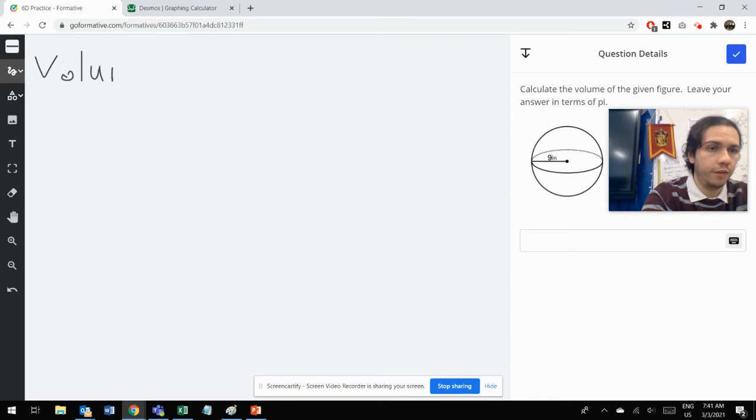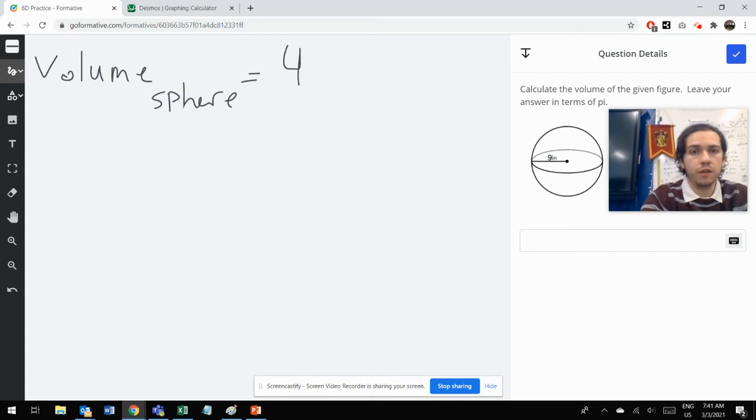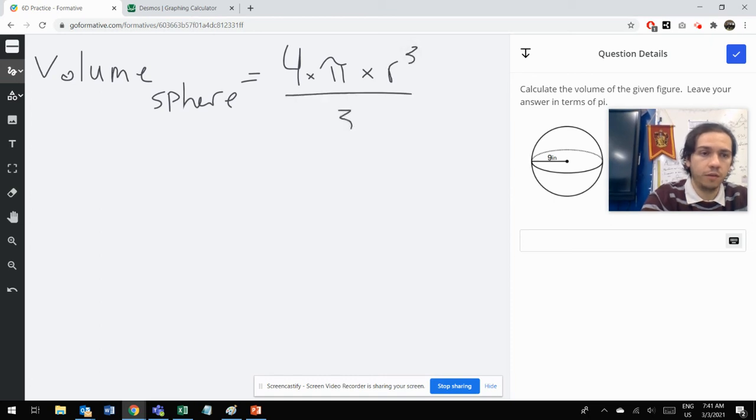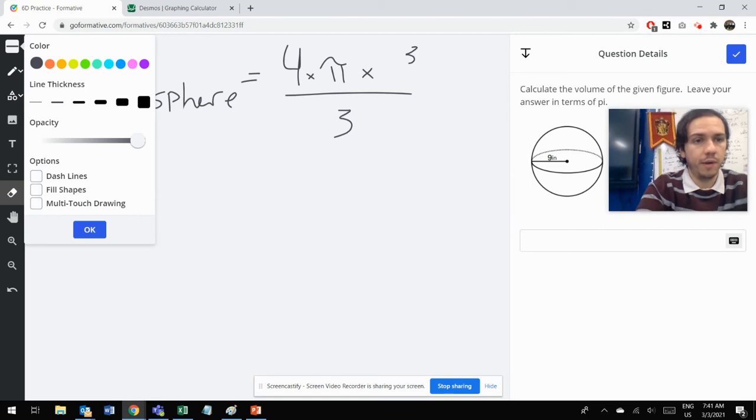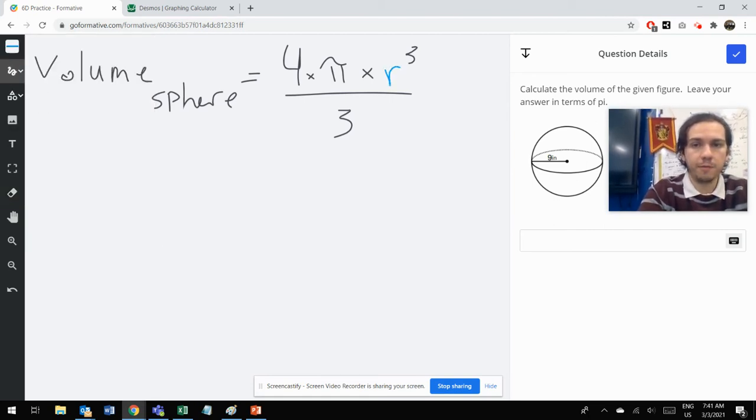Volume of a sphere, where it is 4 times pi times the radius to the third power over 3. That's right. The 3 on the bottom, the 4 on the top of the fraction, the pi, the third power, all that is the same. You're really only looking for one thing.